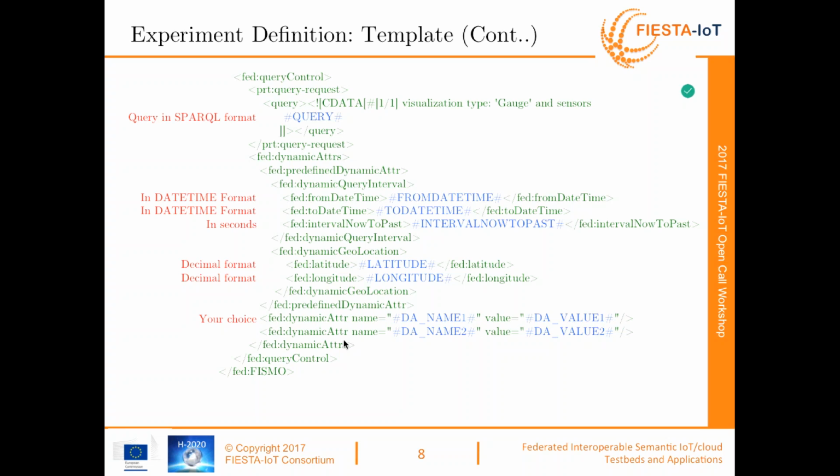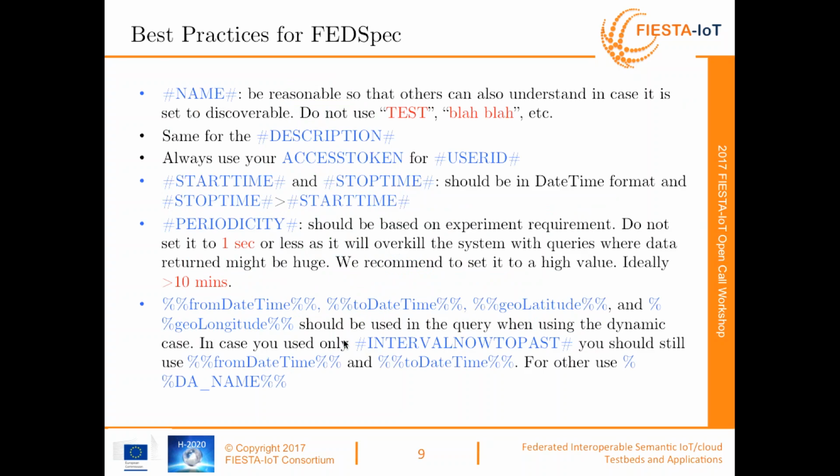Okay. So some of the best practices that we recommend you follow when creating your FIT specs, or the DSLs or the configuration files, are basically not to provide any information which doesn't sound correct. Meaning when you provide the name attribute, you should not use something like "test" or "blah blah", something which is not understandable by you or others. Later, provide some description so that you know what it is doing. Always have your access token for your user ID.